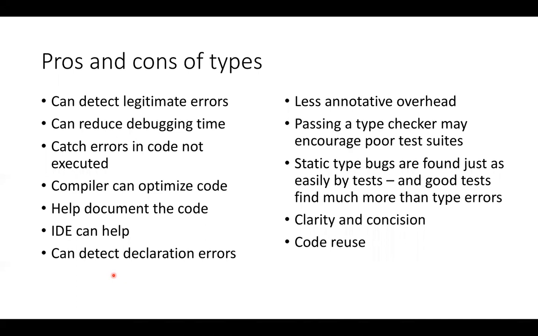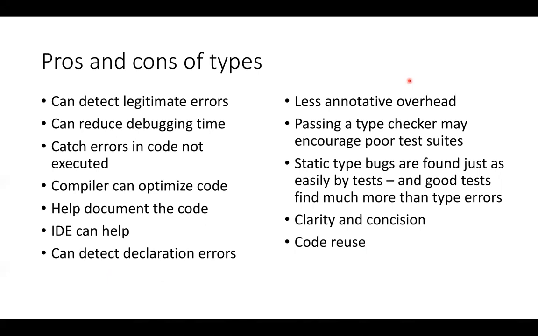Also, because the compiler has more information about what things are, it can generate more optimized code. And furthermore, the IDE can help out for the same reason. If the IDE knows what types things are supposed to be, it can help you fill in, for example, the blanks of a function. But as you've pointed out, types are a little annoying because there's this annotative overhead. Nobody actually wants to write type annotations for their program. It just feels like busy work. And similarly, it can give you a false sense of security. If you pass a type check, you might think that your code is correct. So I think there are definitely some pros and cons to types and type systems.